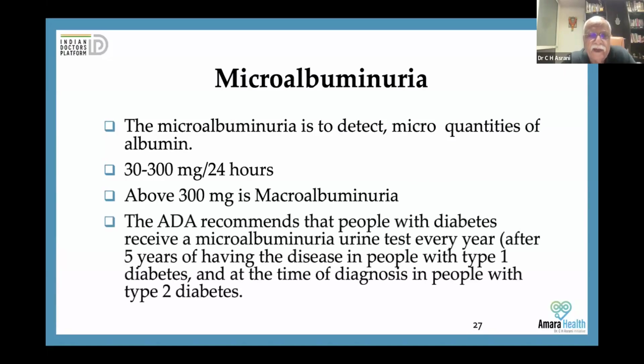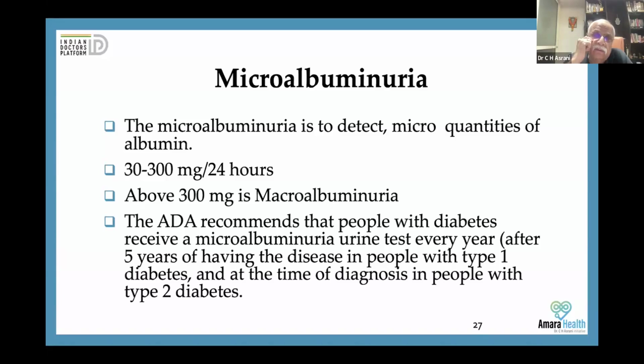The American Diabetic Association recommends that people with diabetes receive a microalbuminuria urine test every year after 5 years of having the disease in people with type 1 diabetes, and at the time of diagnosis in type 2 diabetes. So all our hypertensive and diabetic patients should be subjected once a year.